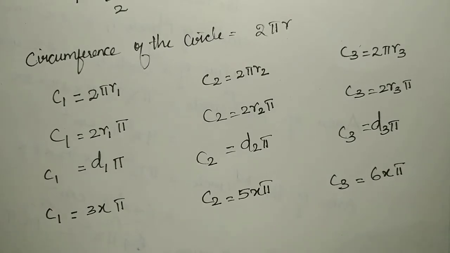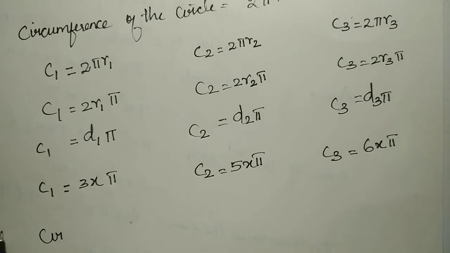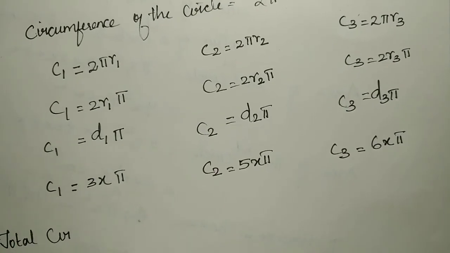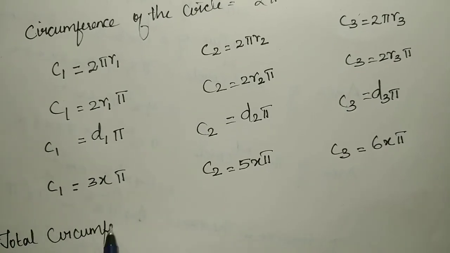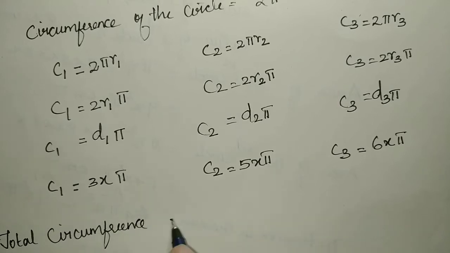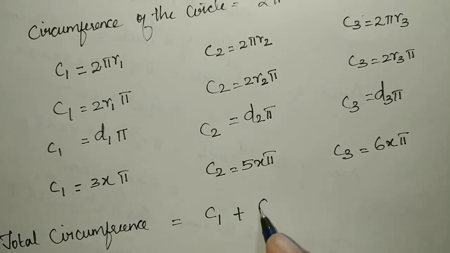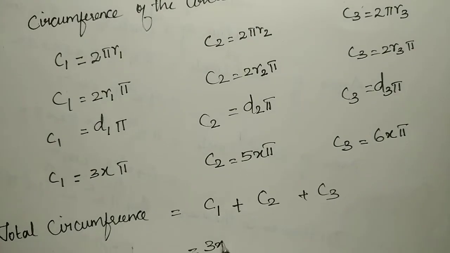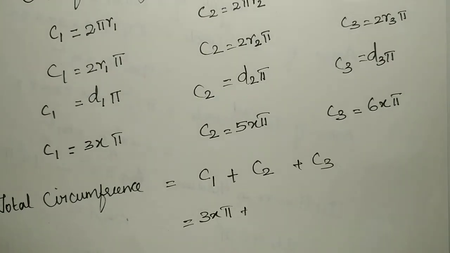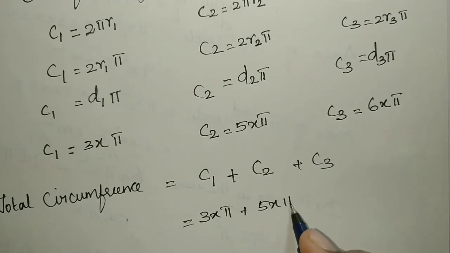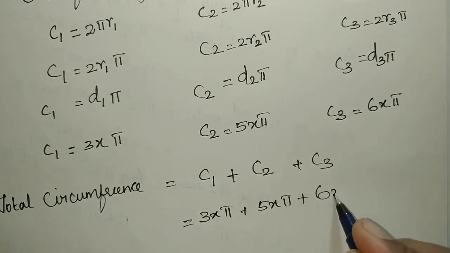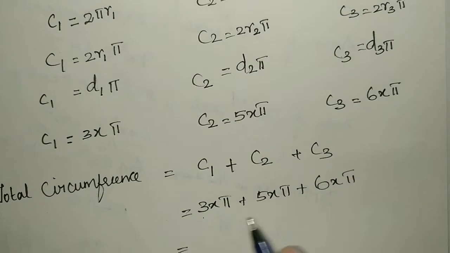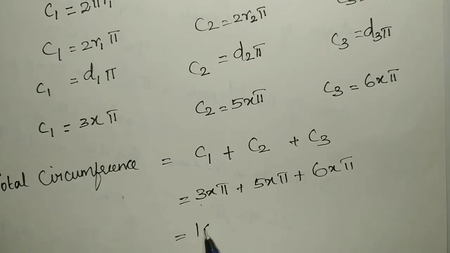Clear? Now, total circumference is equal to C1 plus C2 plus C3. What is C1? 3x pi. What is C2? 5x pi. What is C3? 6x pi. 3 plus 5, 8 plus 6, 14x pi.